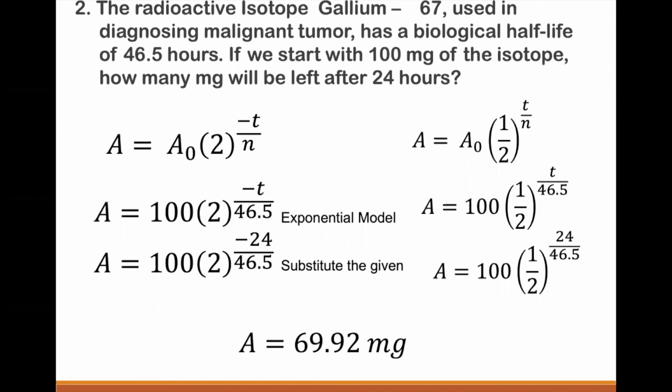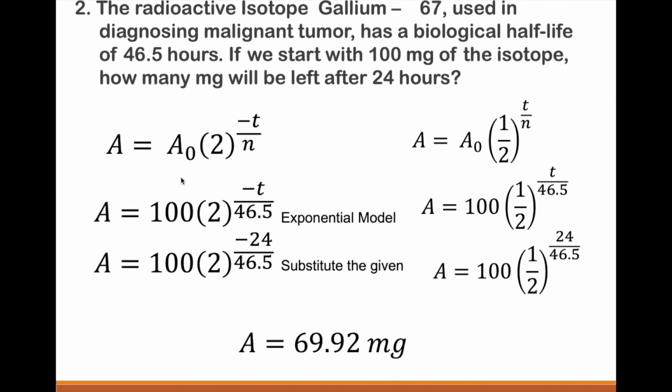Second example: the radioactive isotope gallium-67, used in diagnosing malignant tumors, has a biological half-life of 46.5 hours. If we start with 100 milligrams of the isotope, how many milligrams will be left after 24 hours?